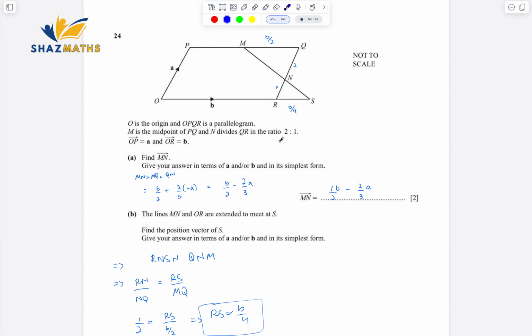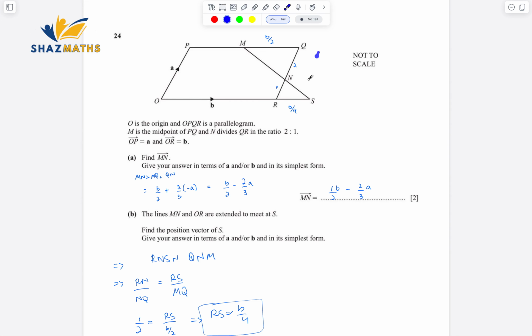MQ is the midpoint, remember? So that would be B by 2, since it's a parallelogram. So B over 2 plus QN, which is 2/3 of QR. RQ is A, so QR would be negative A. So it's going to be B by 2 minus 2 by 3 A. Or you can say 1 by 2 B minus 2 by 3 A.